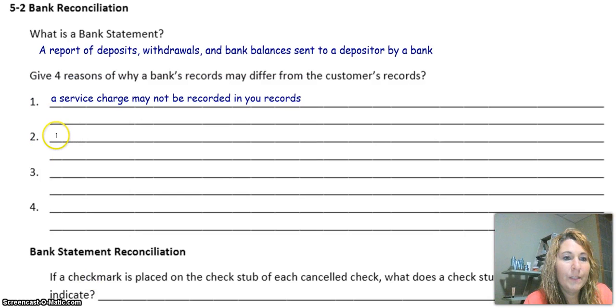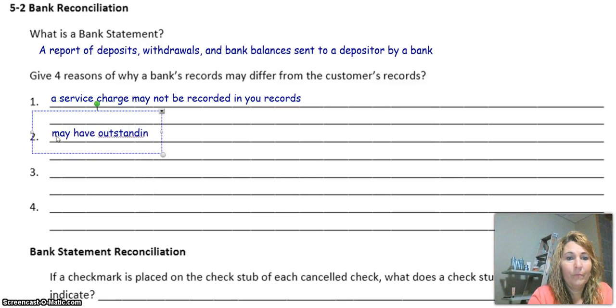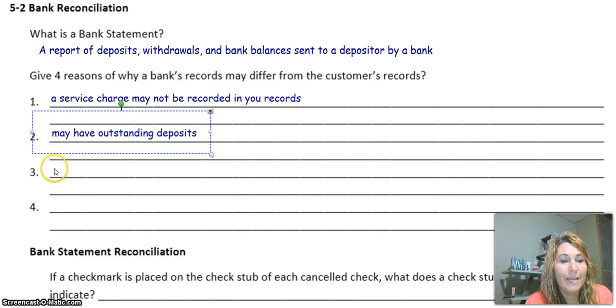The second reason why the bank statement and your check register may be different is because outstanding deposits may be recorded in the depositor's records but not on the bank statement. An outstanding deposit is a deposit that you have made in the bank, but the bank has not recorded it yet. A lot of times at the bank, you'll notice a sign that says deposits made after 3 p.m. will not be counted until the following day. So you've made the deposit, it's in your records, but the bank isn't showing it yet.